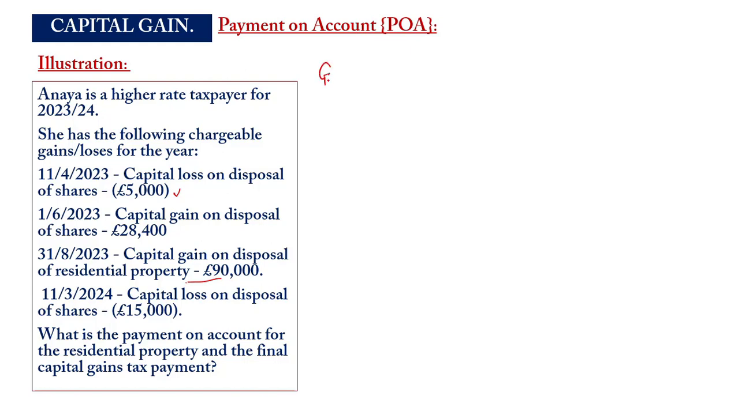So now we have the gain of £90,000. We less the loss that was incurred prior to the sale of the residential property, which is the 5,000. We don't have any capital loss brought forward. Here we also deduct the annual exemption allowance, which is the 6,000. So now we get 79,000 as taxable gain.